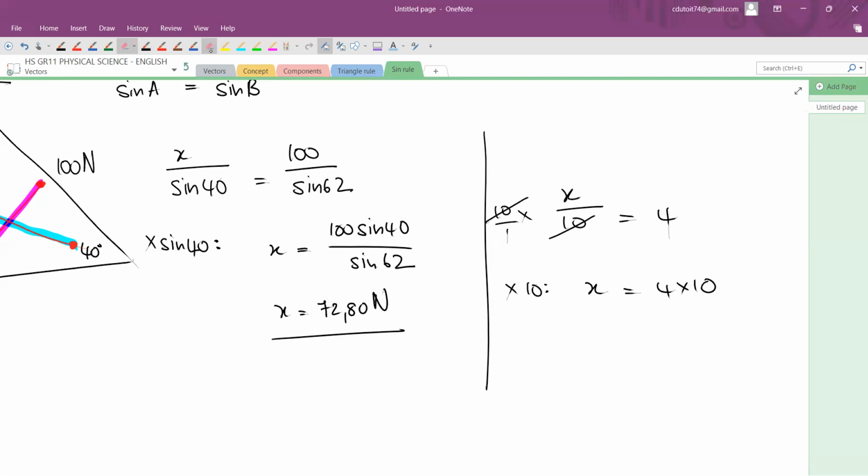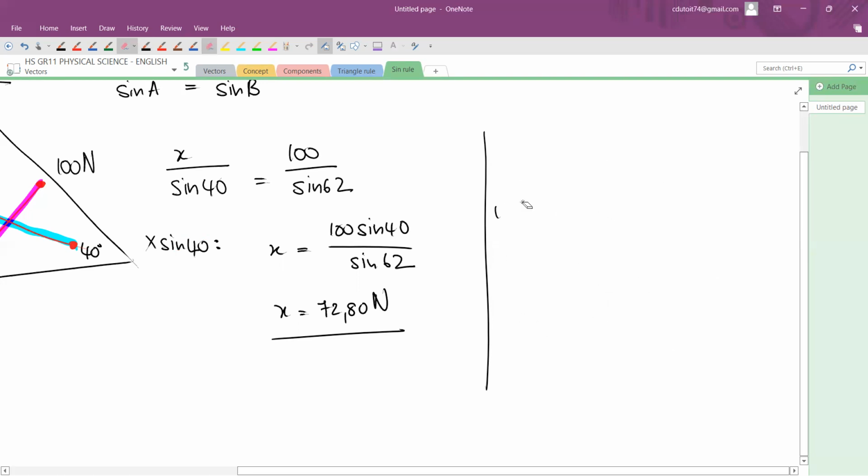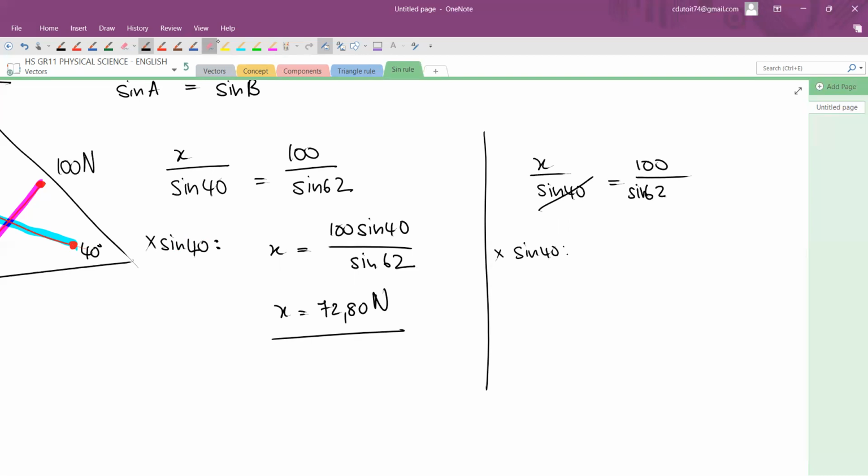So I multiplied with sin 40 on both sides. I'll quickly show you what I've done. We had x over sin 40 equals 100 over sin 62. So when I multiply with sin 40 on both sides, the sin 40 cancels here. Do you understand that? Yeah, I do understand.